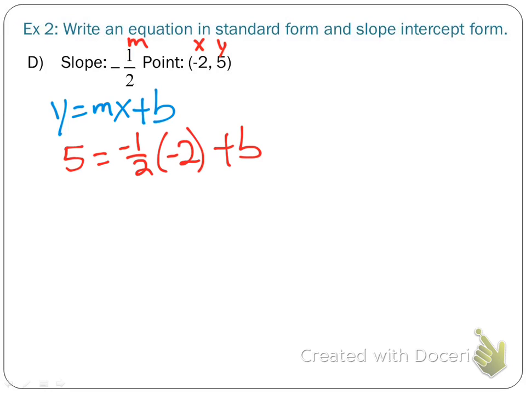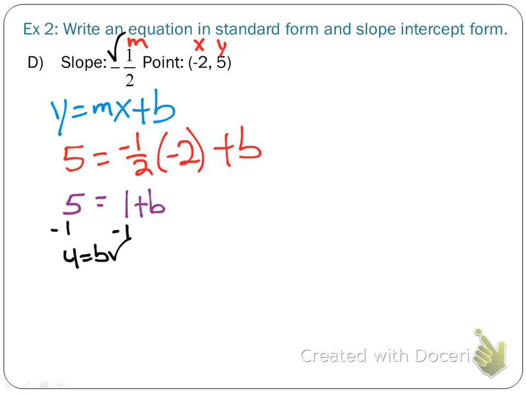Good, so plug in x and y for x and y, plug in the slope for your m. That leaves you with everything you need besides the b. So we can use all those clues to find the b. What's negative 1/2 times negative 2? Negative 1. Careful. Oh, positive 1. Positive 1, good. And when I solve for b, 4 equals b. Good, so we got here and here, everything we need.